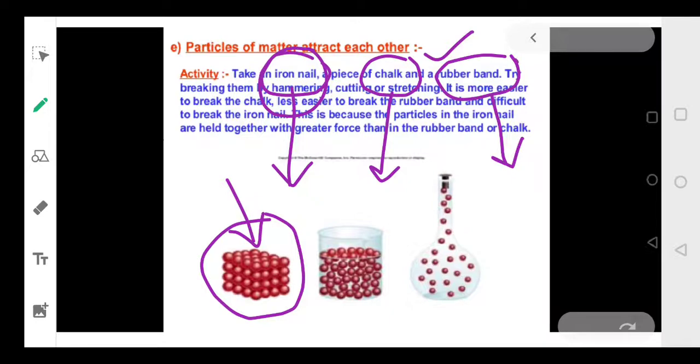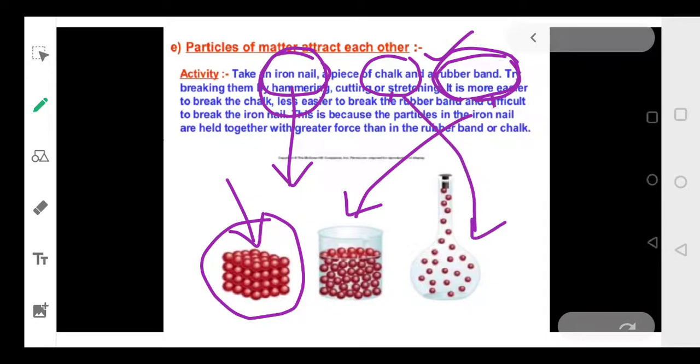Then comes the rubber. It has lesser force of attraction than the iron, but more force of attraction than the chalk. So its particles are like this. The particles are packed, but they have a little bit of space between them, or a lesser force of attraction than the iron. Now this one is your chalk. Understood? Although all three are solids.